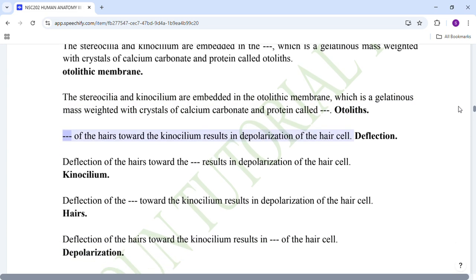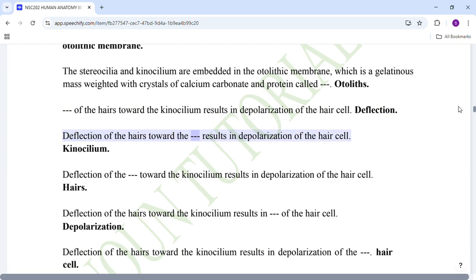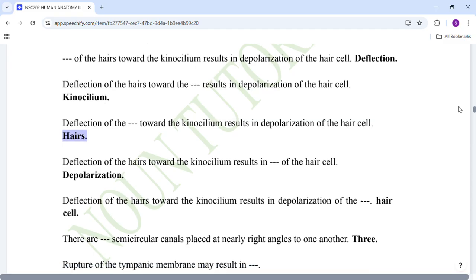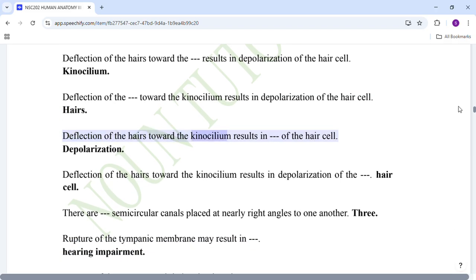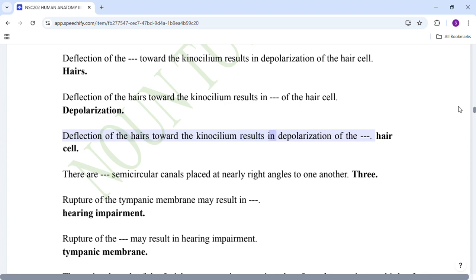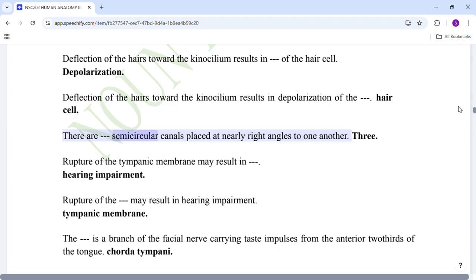Deflection of the hairs toward the kinocilium results in depolarization of the hair cell. There are three semicircular canals placed at nearly right angles to one another.